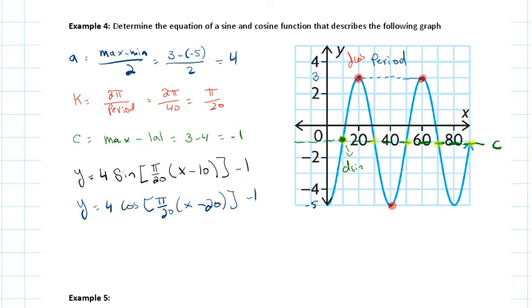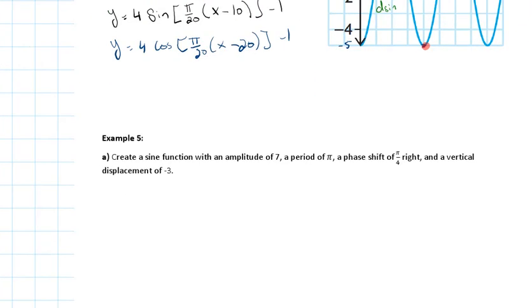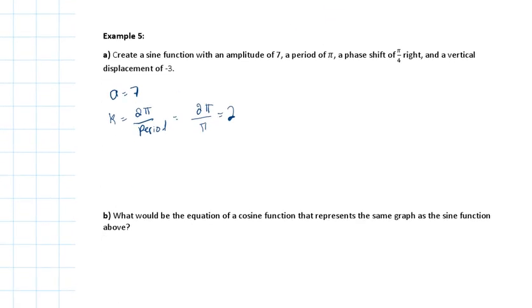So create a sine function with an amplitude of 7, a period of pi, a phase shift of pi over 4 to the right, and a vertical displacement of -3. All right, so this is telling me that A is equal to 7. Period of pi, that means K is equal to 2 pi over period. So it's going to be 2 pi over pi, which equals 2. Phase shift is pi over 4, so that gives me D, pi over 4, and a vertical displacement of -3, so C is equal to -3.